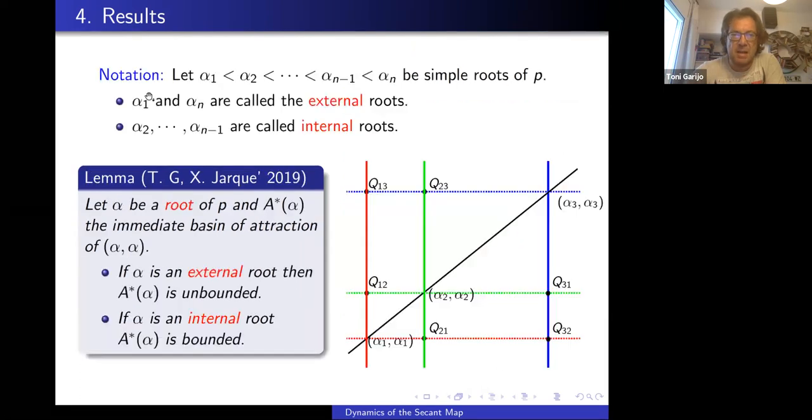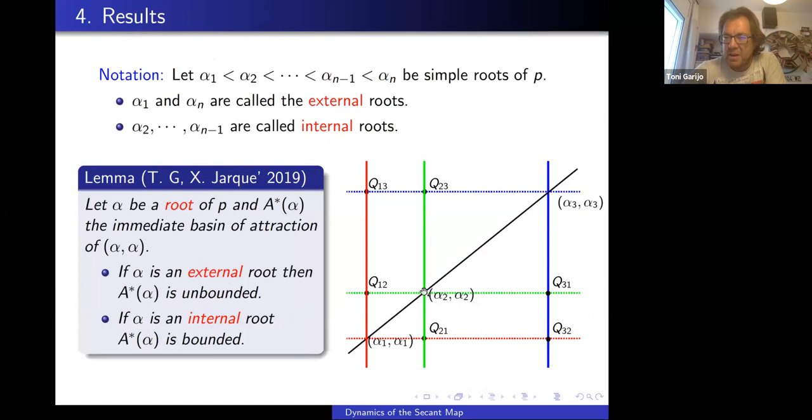And a little bit of notation. If P has some roots, we call external the two roots with the largest and smallest value, and in the middle are called internal roots. And it's easy to prove that for the external roots, the immediate basin of attraction is unbounded. For the internal roots, it is bounded.